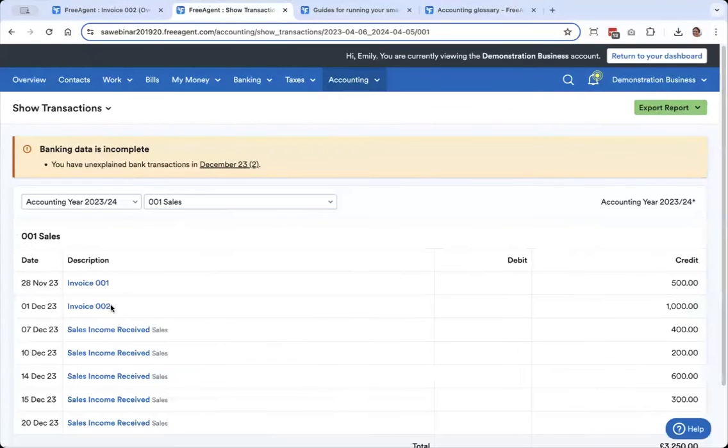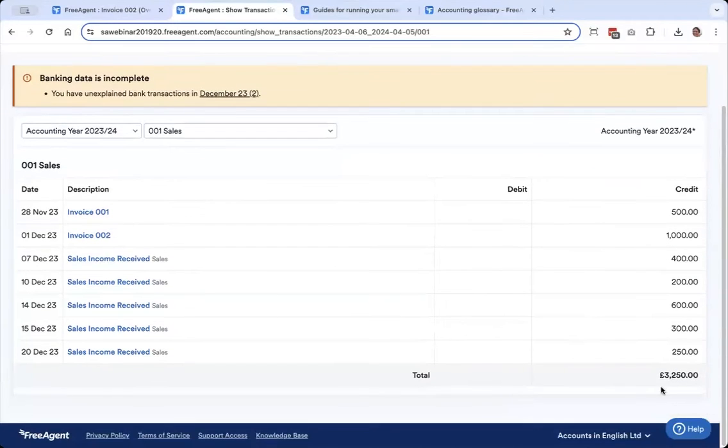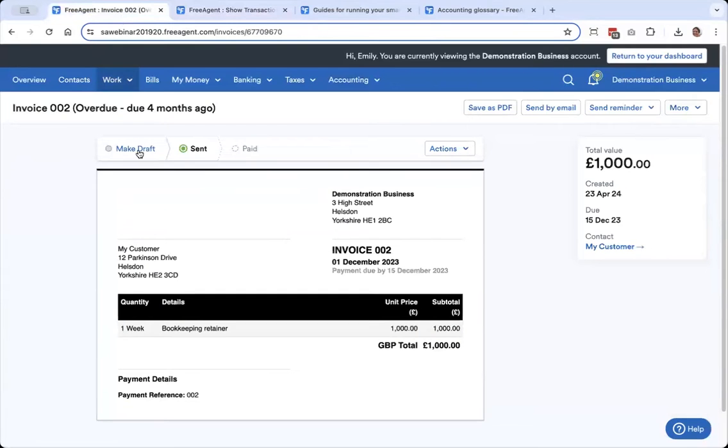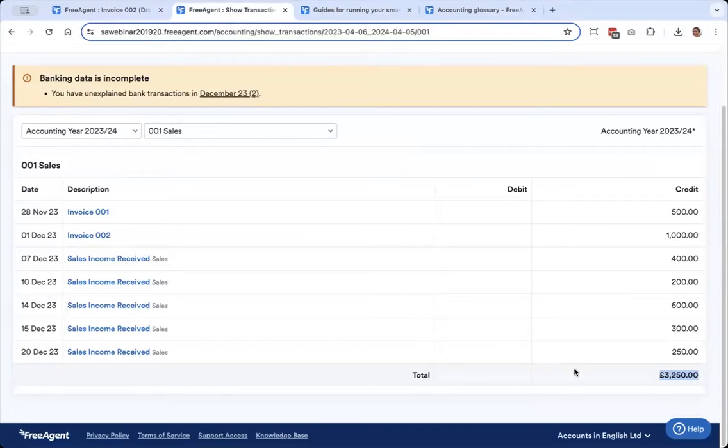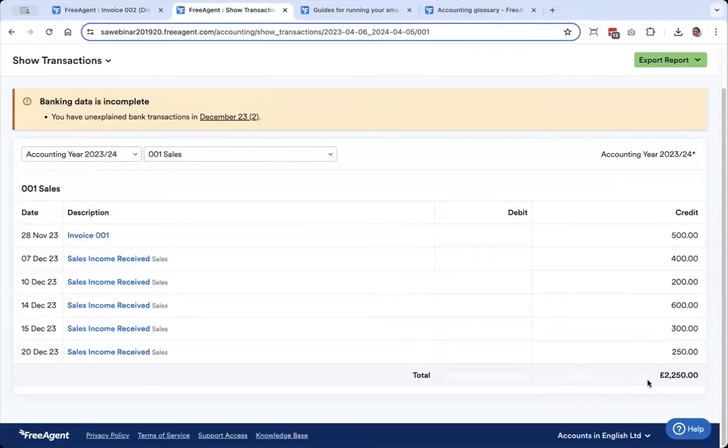So this invoice that we looked at, invoice number 2, we said that we've earned some income. Sales is an income category. In order to increase the value that's in an income category, you can see here that I've made £3,250 worth of sales. Suppose I make that invoice draft again, I would expect that line to disappear and the balance to drop by £1,000, and there it just did.